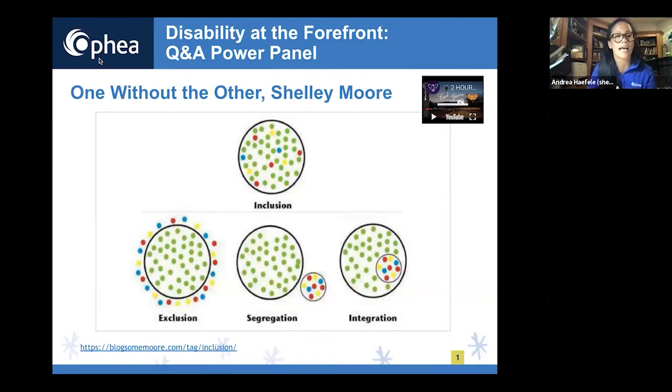I wanted to draw your attention to your slide right now that's right in front of you. This image is often used in education to highlight the differences between inclusion, exclusion, segregation, and integration in our schools and in our classrooms. For myself, the meaning of this image has evolved over time.